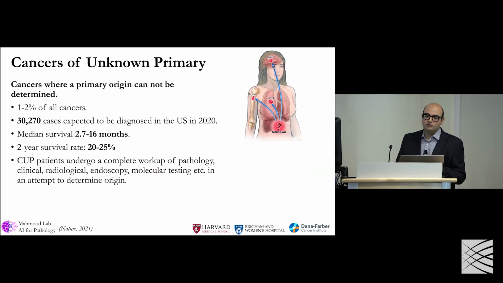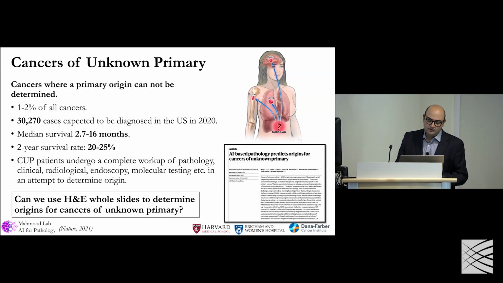These patients typically undergo large workups of not only diagnostic pathology, but also radiology, endoscopy, and repeated molecular testing to try to see if the origin can be determined. And if an origin is not determined, the patient often cannot enroll in clinical trials either. So in this study from 2021, the primary question we tried to answer is, can we use conventional H&E images to determine what the origin might be?